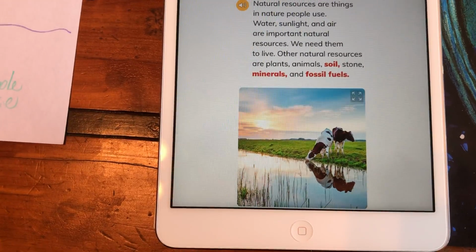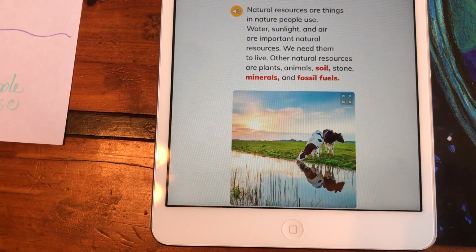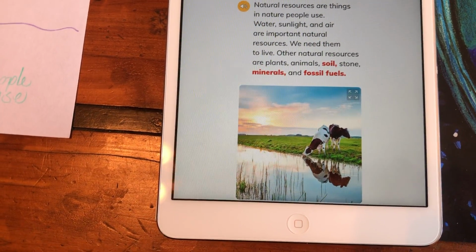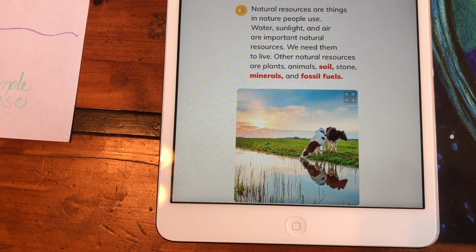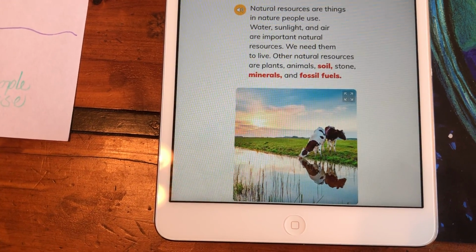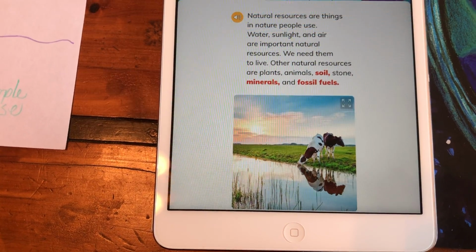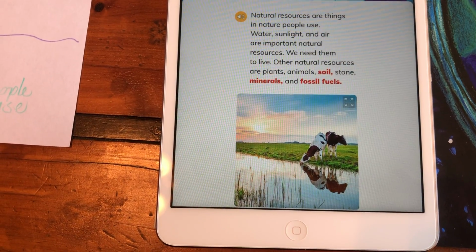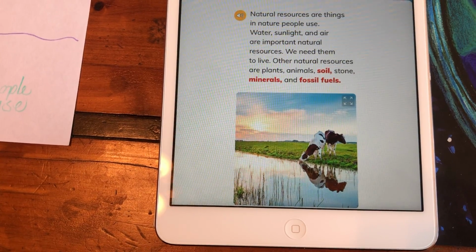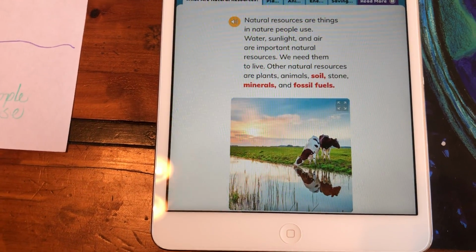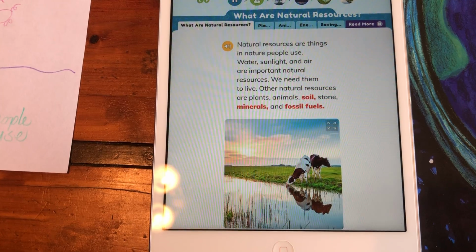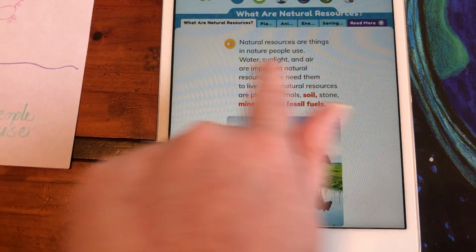Look at this fantastic picture. I see the animals. You know, we use animals for our food sometimes, like cows, to make beef. I can see water that they're drinking to keep them strong and healthy. I see the sunlight, which gives us energy, and the air. I see plants. That's a great picture to show us natural resources. Let's see what's next.